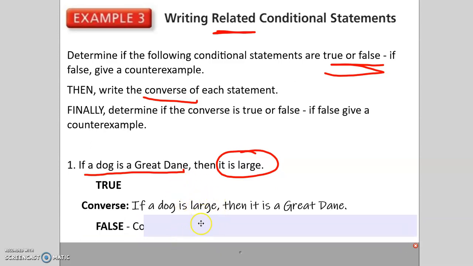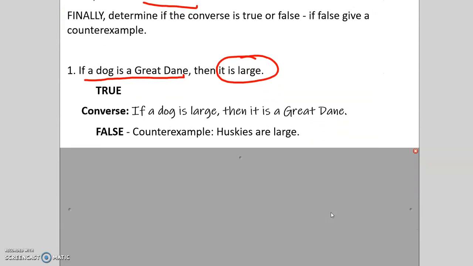Not every single large dog is a Great Dane. What about my husky, right? Huskies are large dogs. Okay? Not every single large dog has to be a Great Dane. Okay, there is an example.